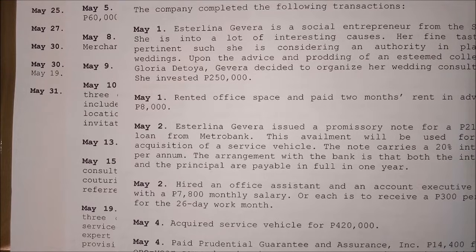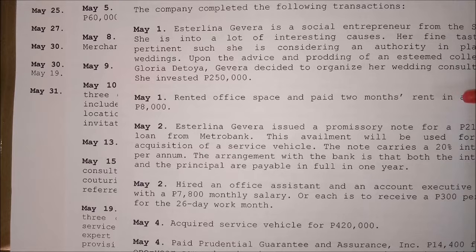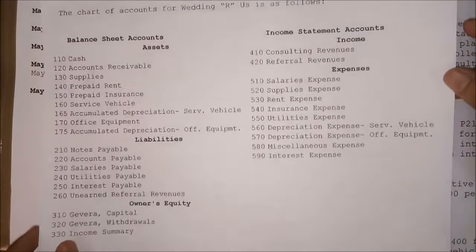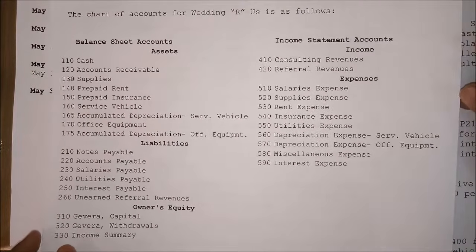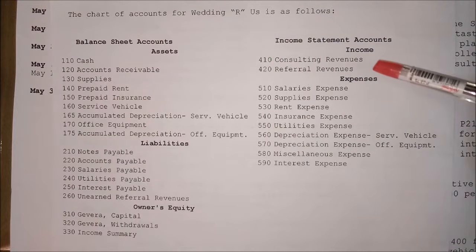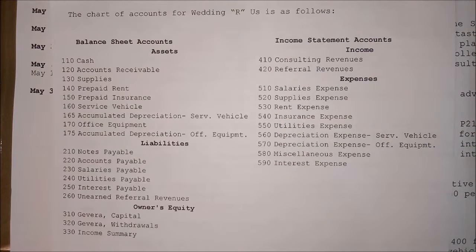Okay, for application ng journal entries, meron tayong mga financial transactions for the month of May at i-record natin yung mga financial transaction sa journal. Yung mga account code na gagamitin natin ay ito. Ayan, so yan yung chart of accounts ng business entity, and yung mga numbers na nakalagay sa mga particular na account title, yan yung tinatawag na posting reference or account code ng account title.